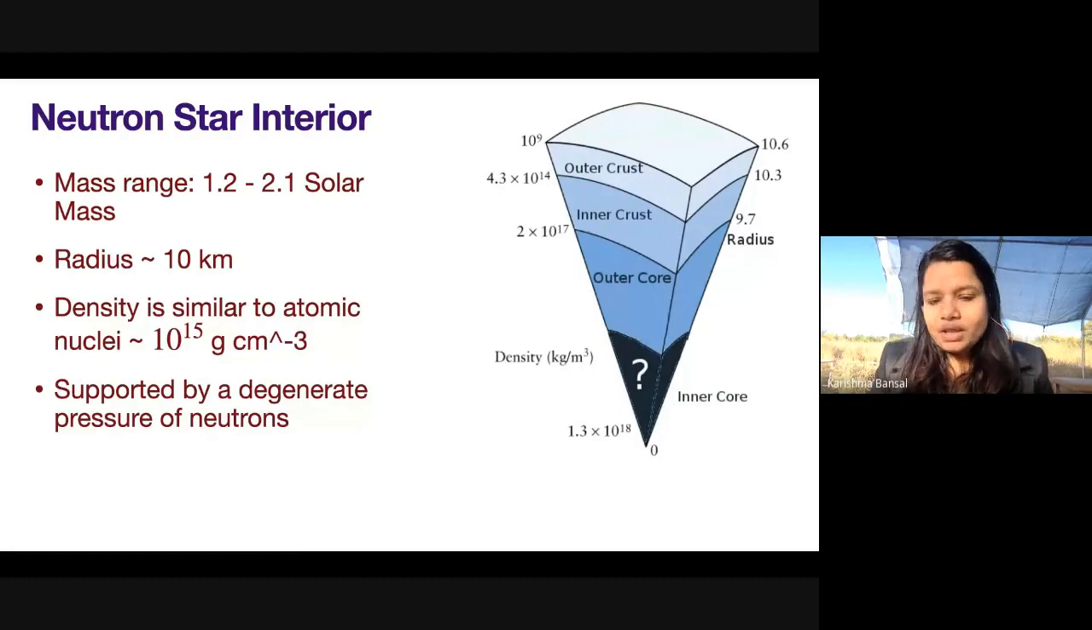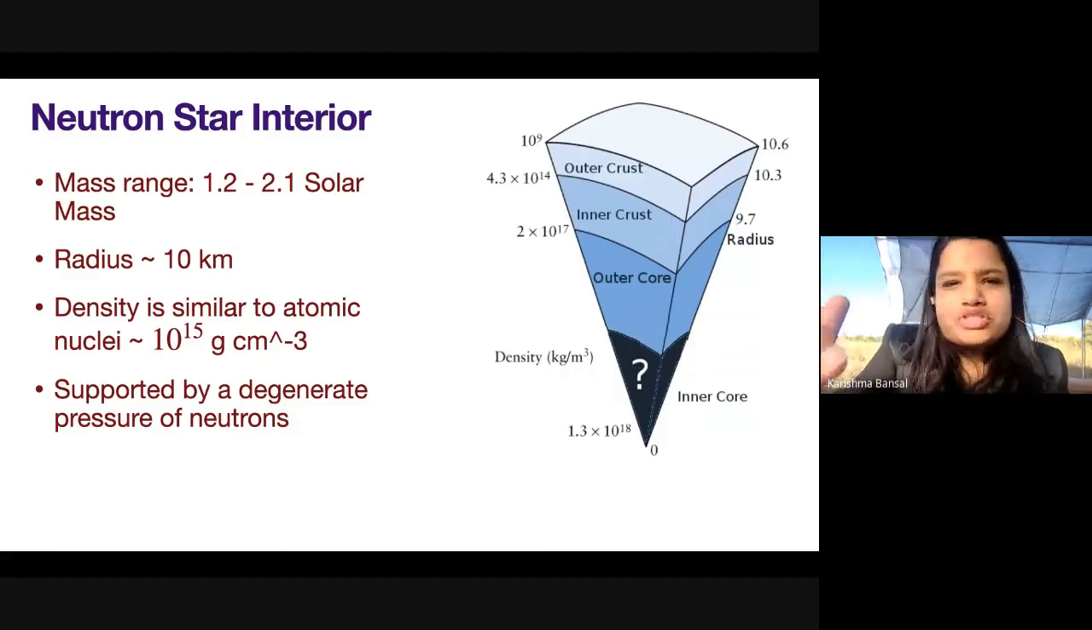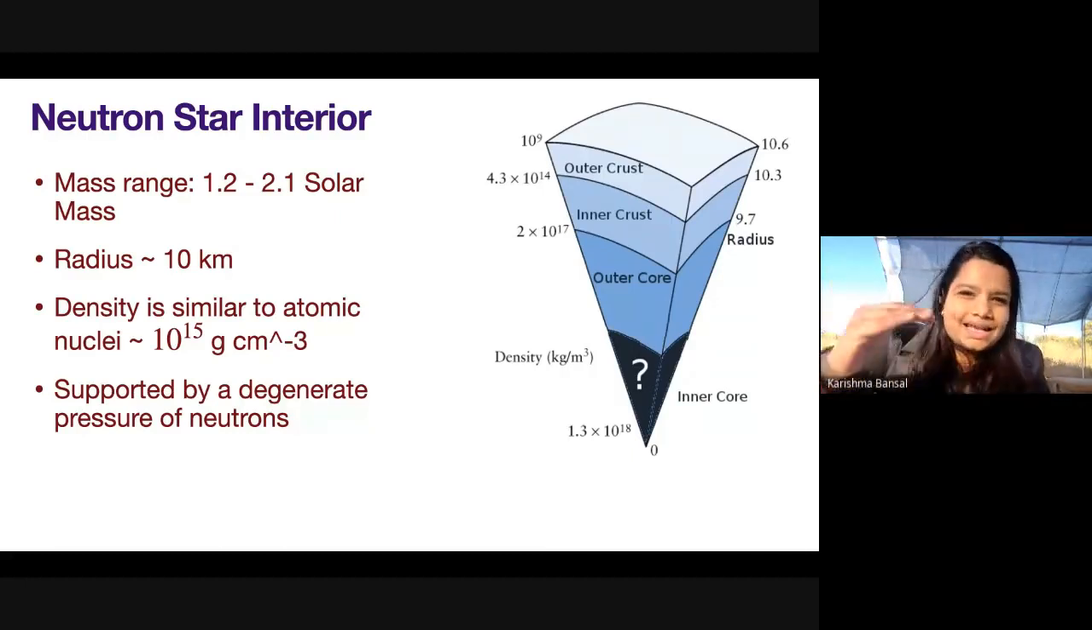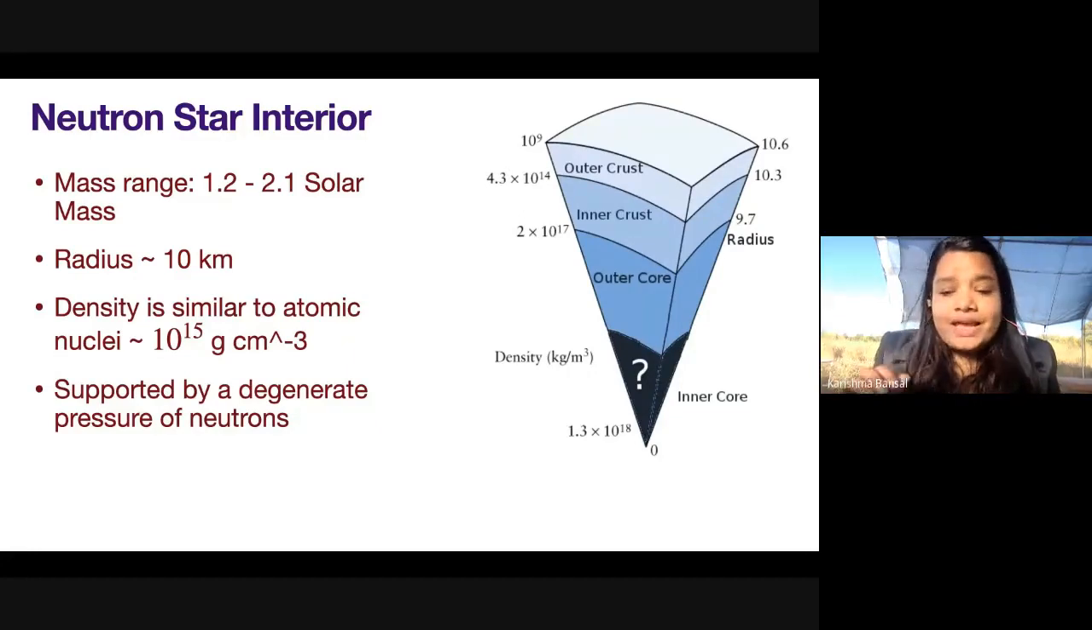So if you look on the right here, it's trying to show you the different densities we have inside a neutron star. Neutron stars, as I said, are very compact. If you look at the outer crust, depending on where you are, the density varies. The deepest core of the neutron star has a density of about 10 to 18. To be honest, it's very hard to determine what the true density is.